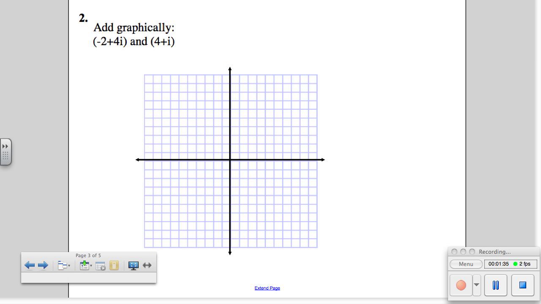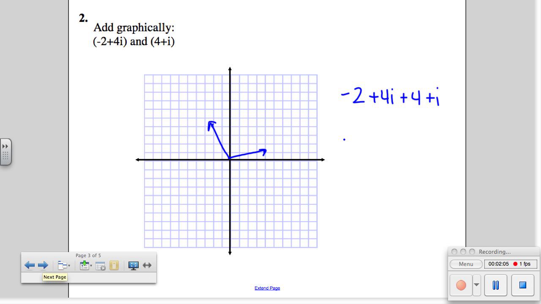Now, we can also add imaginary numbers and then graph them. If I add negative 2 plus 4i and 4 plus i, if I graph each of these separately, we would get negative 2 and 4i here, 4 plus i there. Those would be the two separate.